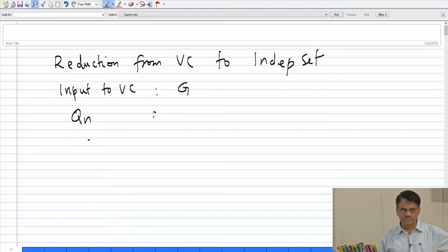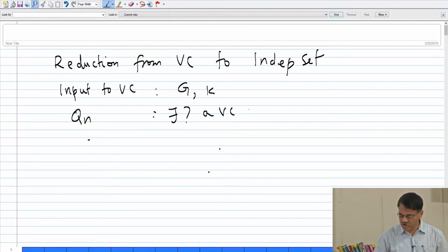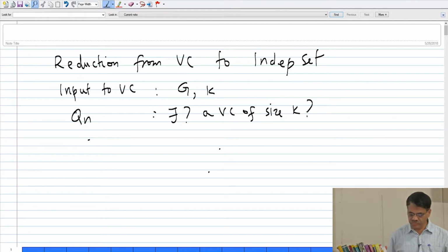Is there a k sized vertex cover? So, the input is not just G, the input also contains a k. The question is, does there exist a vertex cover of size, let us say k? So, this is the decision version of the vertex cover problem, which we want to reduce to the decision version of the independent set problem.